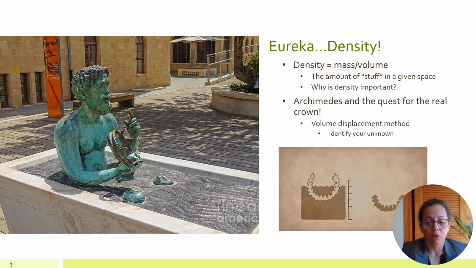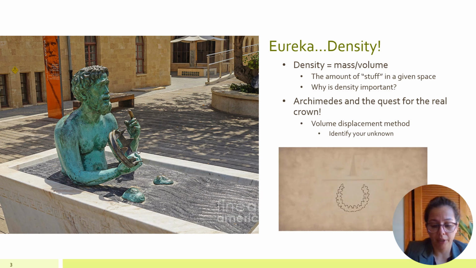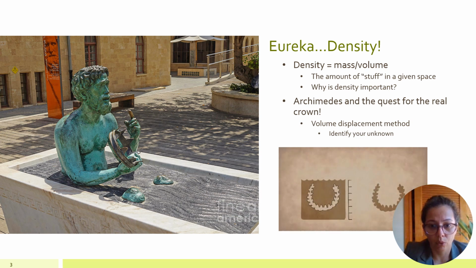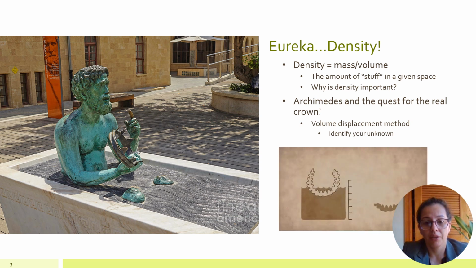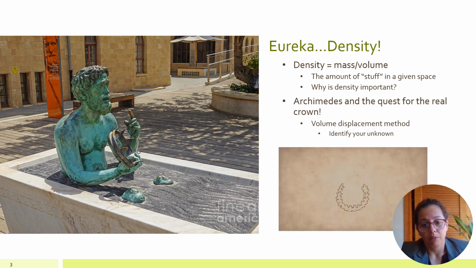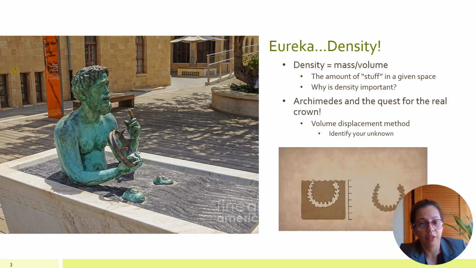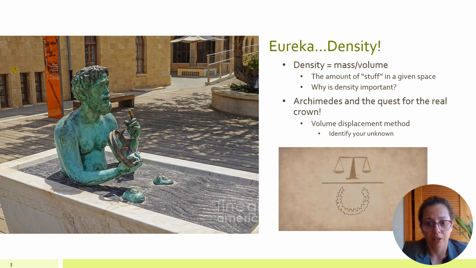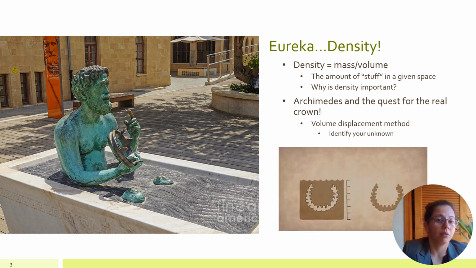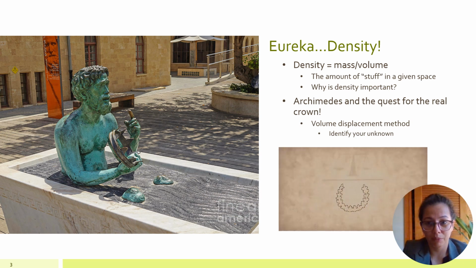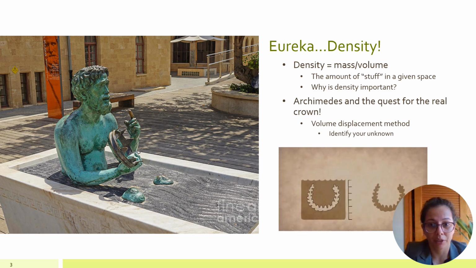Now this density of the crown can be compared to an equal amount of gold in terms of mass, and then measure the volume using the same volume displacement method, and calculate the density of that known pure gold. This, in fact, enabled Archimedes to discover that, yes, the goldsmith did, in fact, take some of that gold for himself.